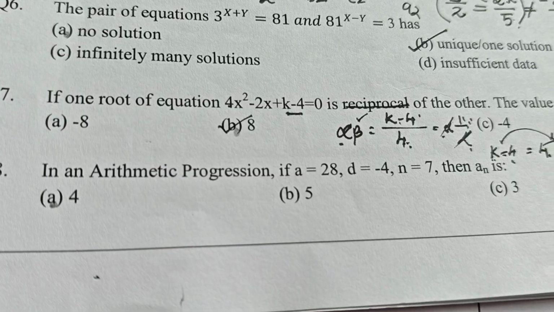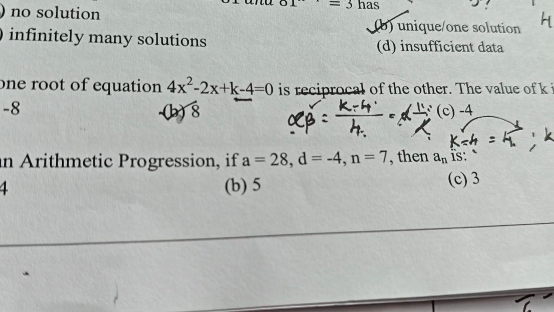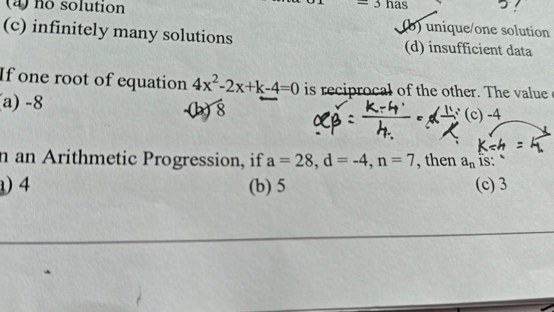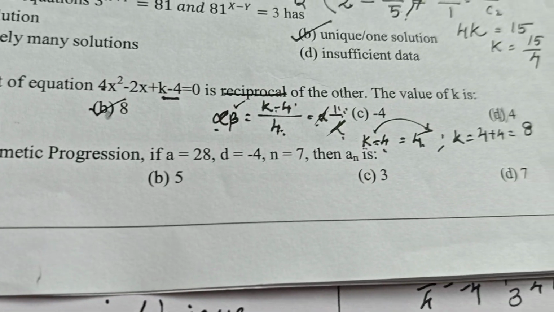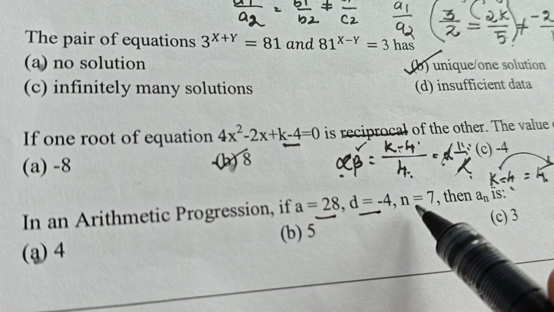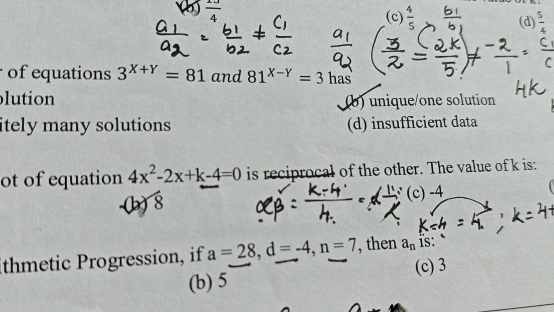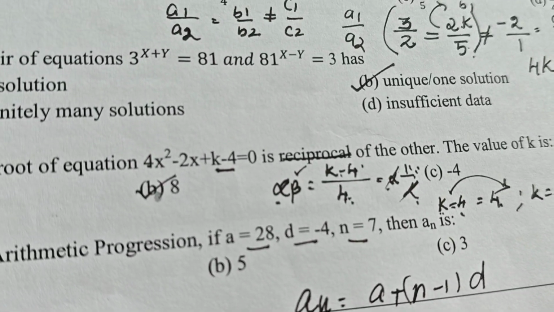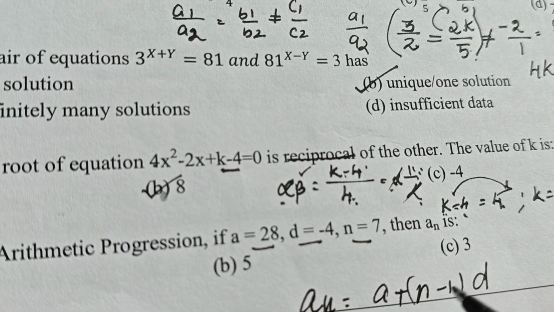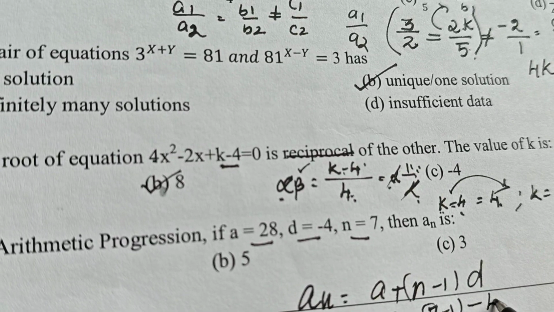Now move on to question number 8. In an arithmetic progression, if A equal to 28, D equal to minus 4, N equal to 7, then find AN. Options are 4, 5, 3 and 7. Very simple. A is given, D is given, N is given. What is AN? AN equal to A plus N minus 1 into D. So, A is 28 plus N is 7, that is 7 minus 1. D is minus 4.